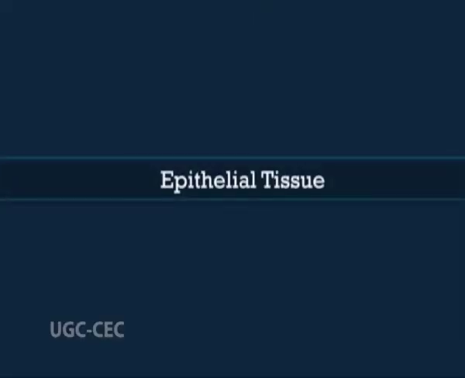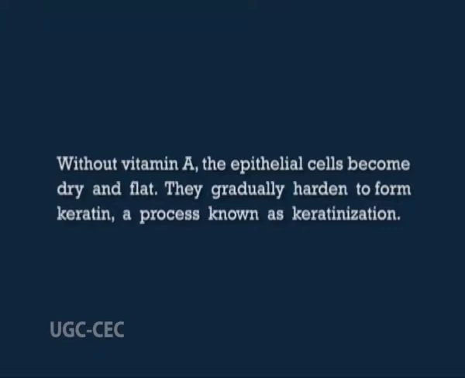Epithelial tissues. Vitamin A is necessary to build and maintain healthy epithelial tissues, which provide our primary barrier to infection. The epithelium includes not only the outer skin but also the inner mucous membrane. Without vitamin A, the epithelial cells become dry and flat. They gradually harden to form keratin, a process known as keratinization.